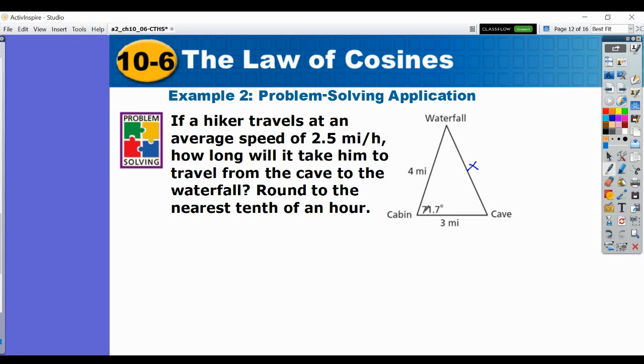So you would use the law of cosines with these three numbers to figure out what this side is, and then just turn it into time using that rate. Excuse me. So I'm not going to go through these story problems, but that's all you need to do.